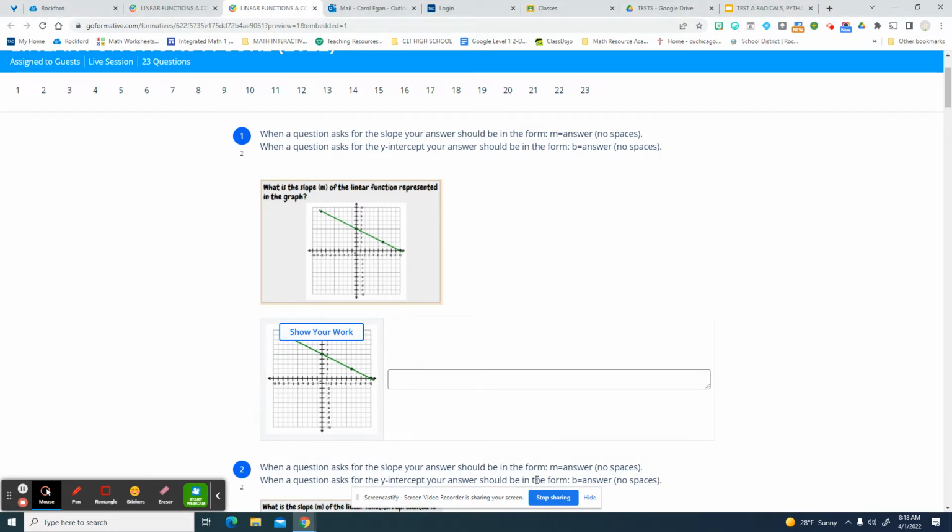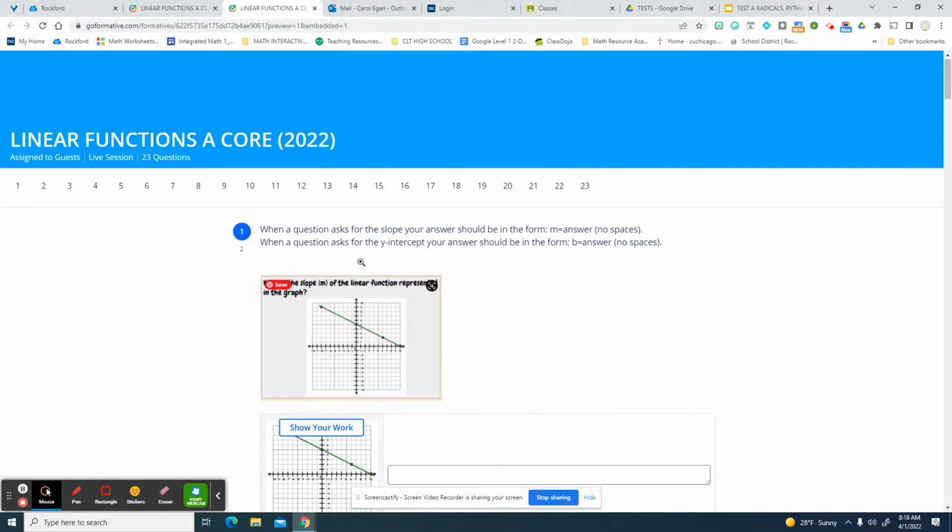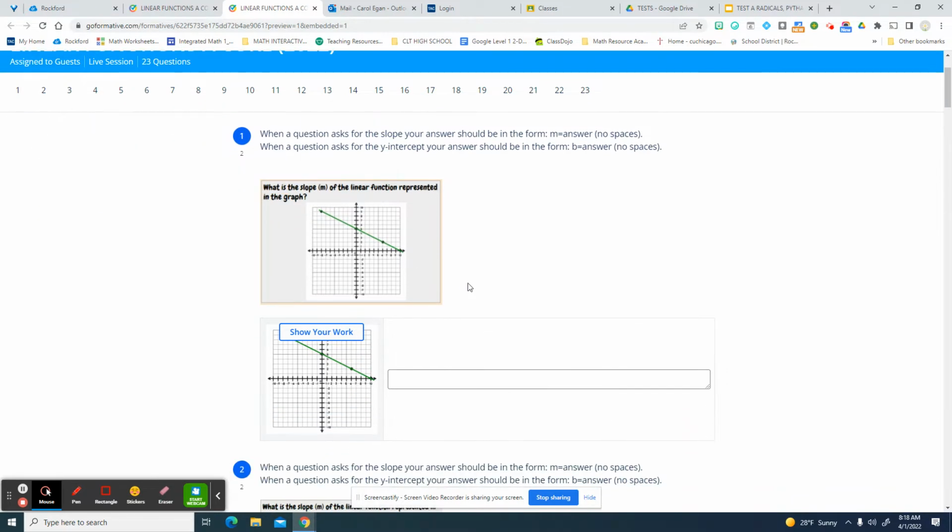Okay, good morning. I'm going to go over a couple of the questions from the linear functions test. I actually made it so that you should be able to see the correct answers on that test now. But we're going to go over slope from a graph, slope from a table, writing linear equations, that kind of thing. So you can watch this video at your leisure.